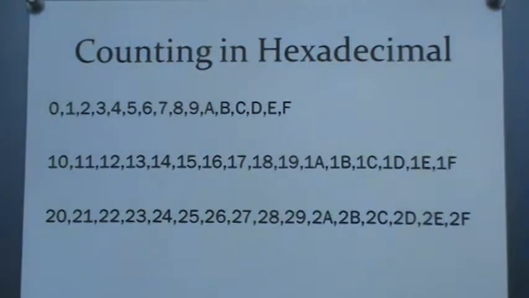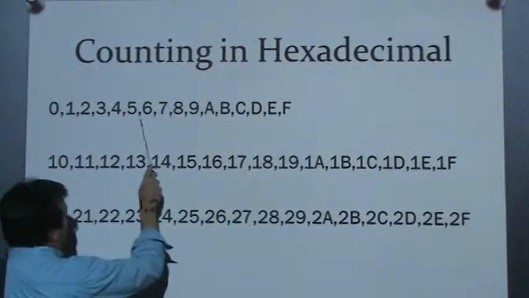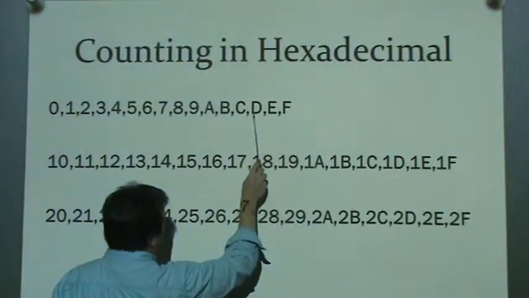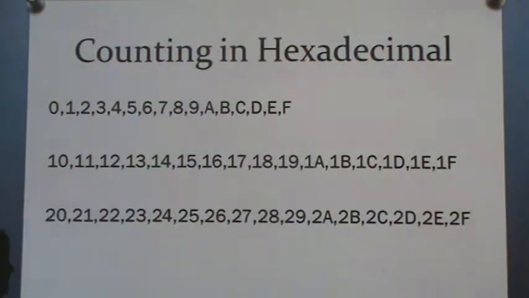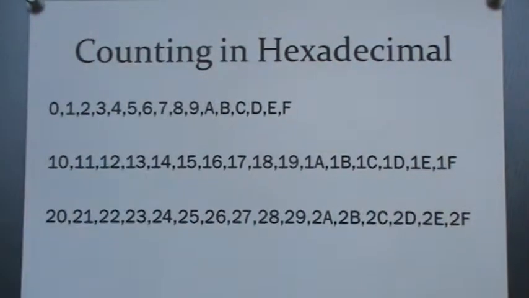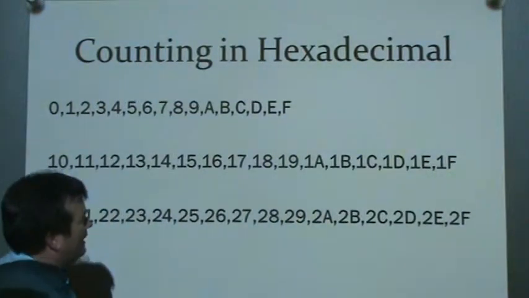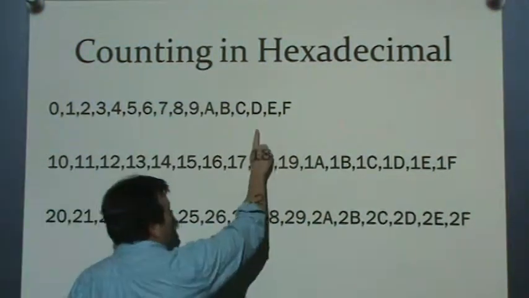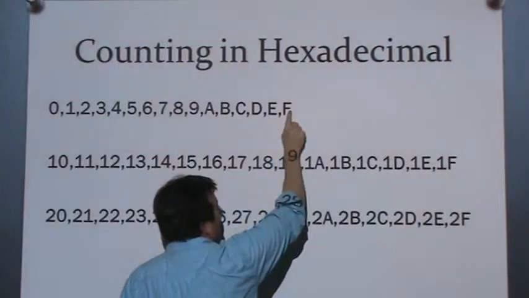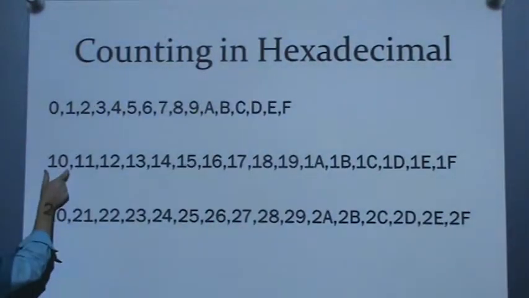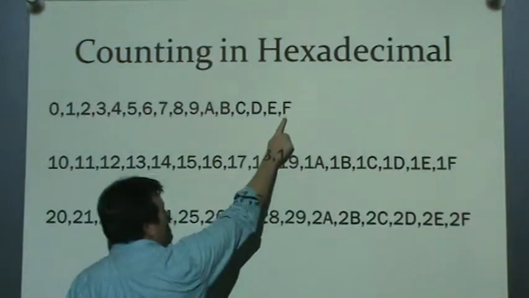So counting in hexadecimal goes like this. We go through the first round of symbols. After 9 comes A, after A comes B, after B comes C, after C comes D, after D comes E, and after E comes F. At this point, what comes after F? Well, we want to add one more to it. We're out of symbols. So this goes back to 0, and then we add 1 to the next column. So this is the next number after F.